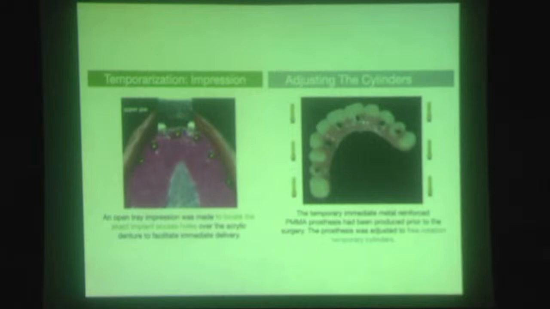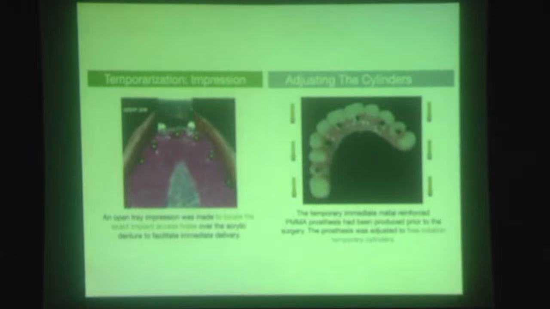So an open tray impression was made to locate exact implant access holes over the acrylic denture to facilitate immediate delivery. And I want you to have a look at the right picture. Who can remember this immediate prosthesis? This was the diagnostic wax-up. First, we try to finalize the picture. Once we liked everything, once we said yes, then if the patient wants me to do a temporary denture, I'm going to use it.